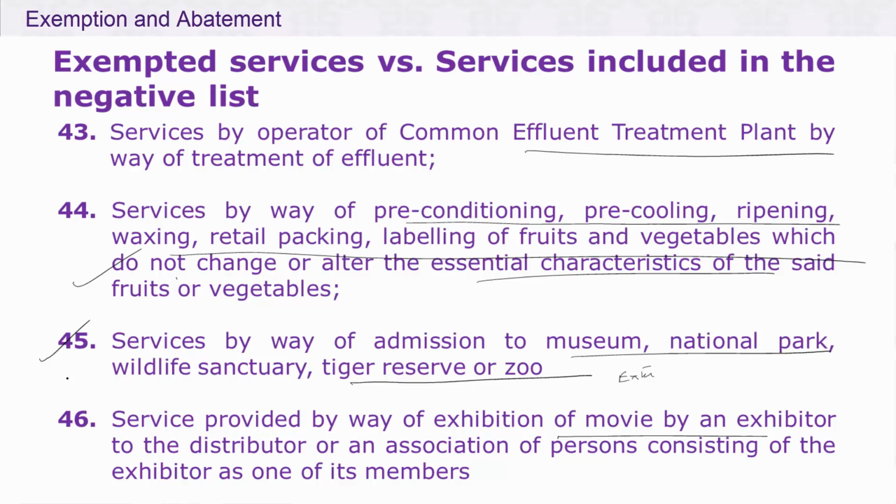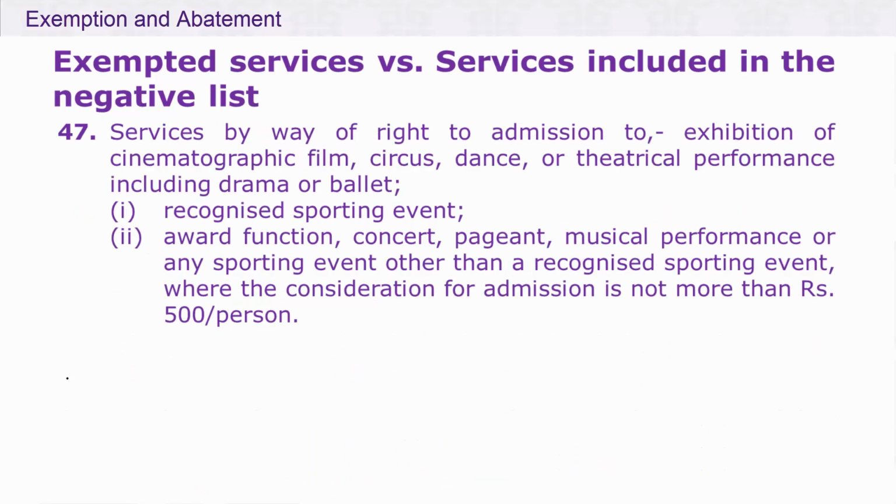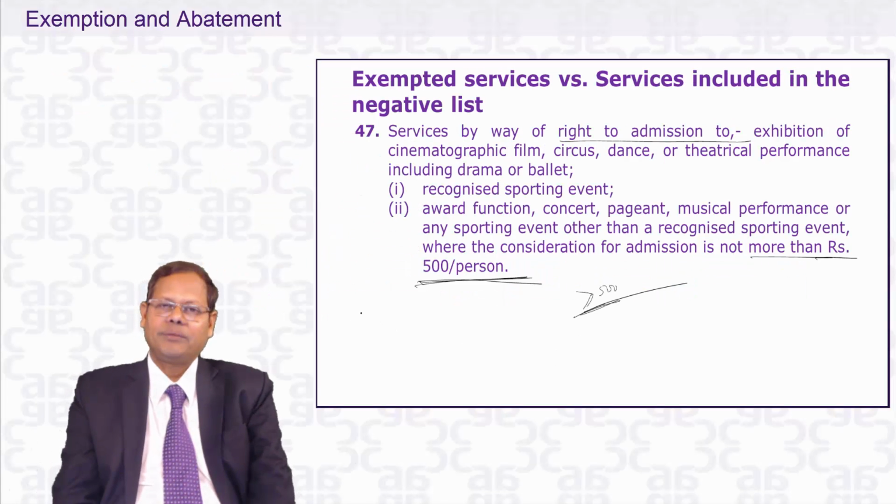46. Exhibition of a movie by an exhibitor or distributor to an association. Exhibitors Association. If they exhibit to a distributor, or if he exhibits it among its own association members, then it is exempt. And entry number 47 has a limit. Admission, your right to admission, your ticket, there are charges. If it is not more than 500, it is exempt. If you are paying more than 500, then it is taxable.